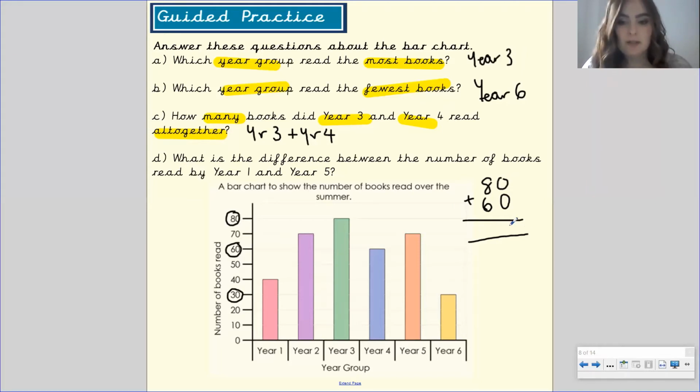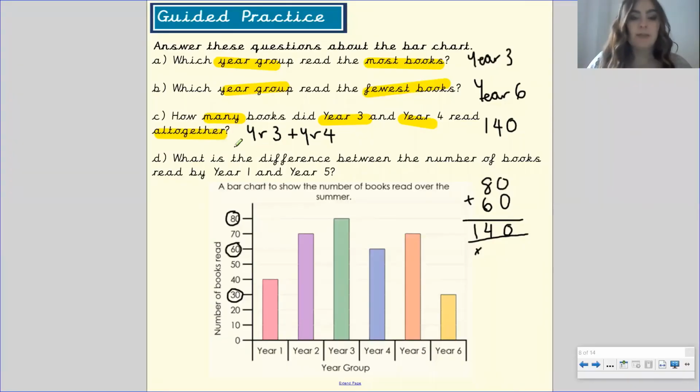Okay, so 0 add 0 is 0. 8 add 6 is 14. So we need to put the 4 there, and then we need to carry it along. Then 0 add 0 add 1 will be 1. So it's 140. So year 4 and year 3 read 140 books all together.